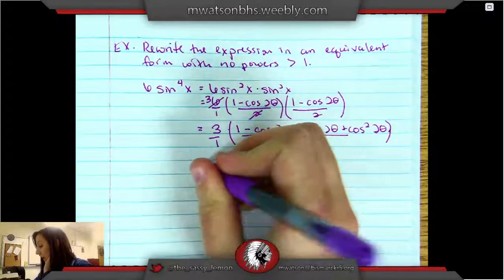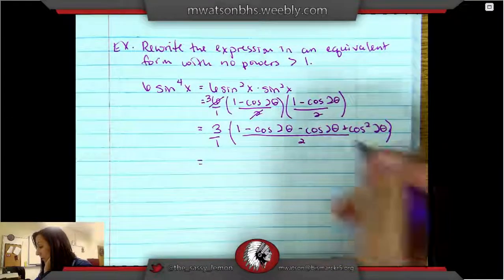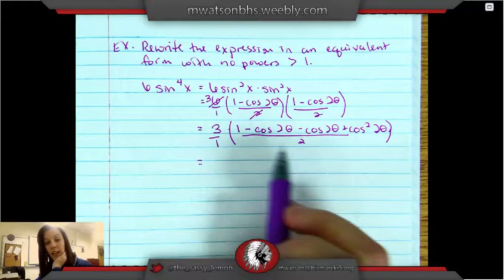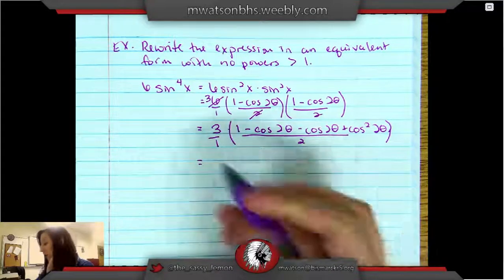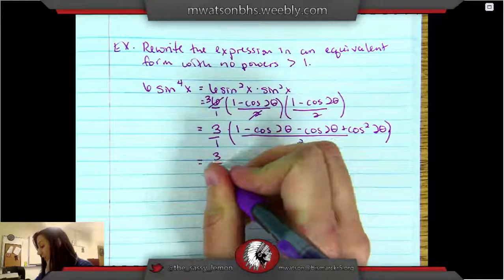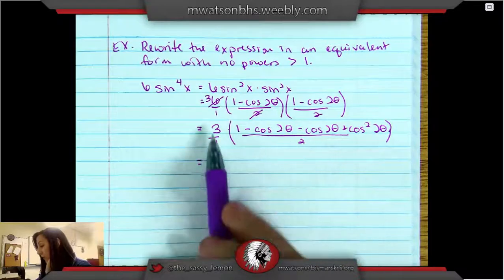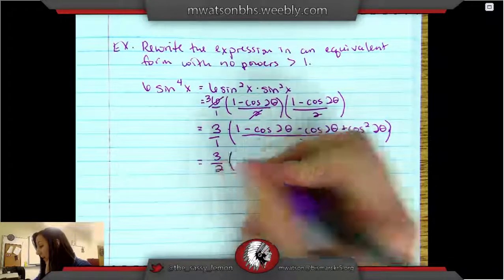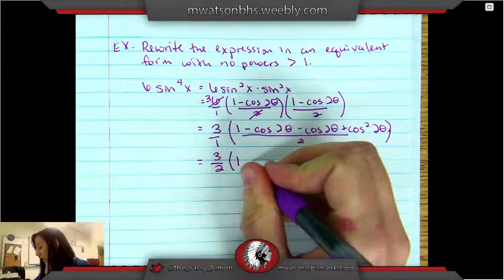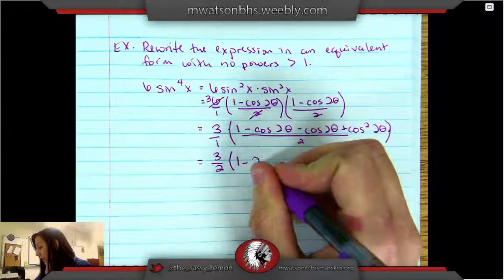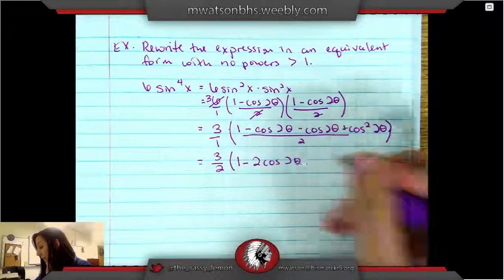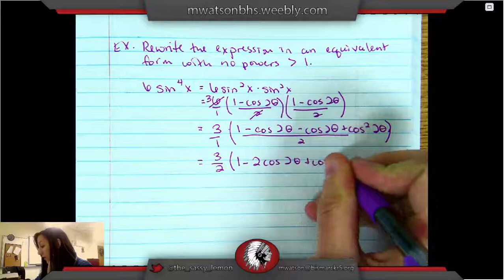So now I'm just going to put this 3 on top and 2 on bottom over here together. Yes, I can do that because it's multiplication. So we've got 3 halves out front, and then all this nonsense together. 1 minus 2 cosine 2 theta plus cosine squared 2 theta.